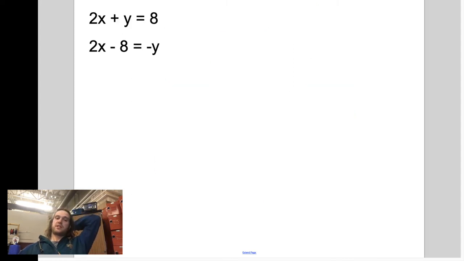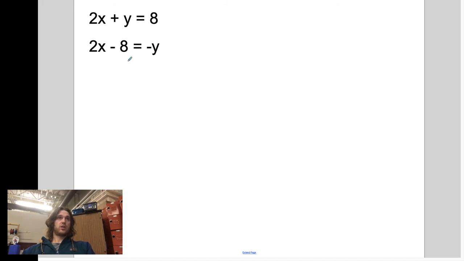All right, so this one, step 1 is not, we have to do some rearranging, right? Things are out of order. This top equation says 2x plus y equals 8. The bottom equation says 2x minus 8 equals negative y. So this is x, y, equation constant. This is x, constant, equation y.